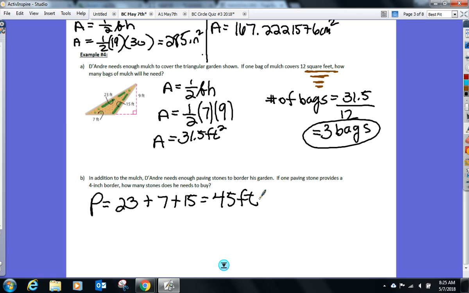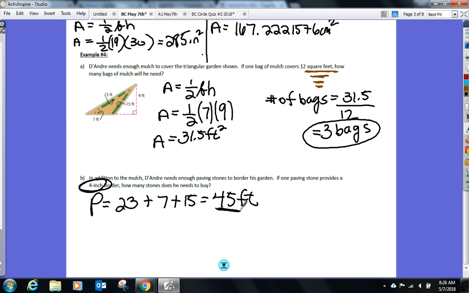You superstars that are dividing by 4 right now, you might want to wait. Anybody see a little mix-up right now that you have to see very carefully? Go ahead, Ella. Yeah, a stone covers 4 inches. We got 45 feet, so we're ready to convert then. All right, 4 inches for every stone, not feet.